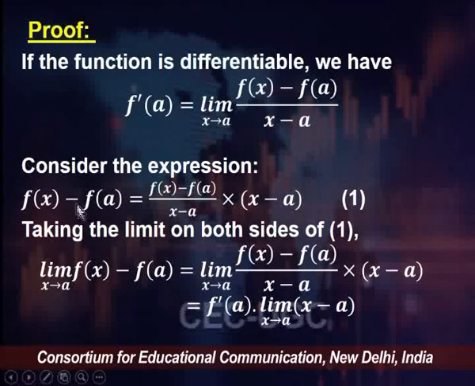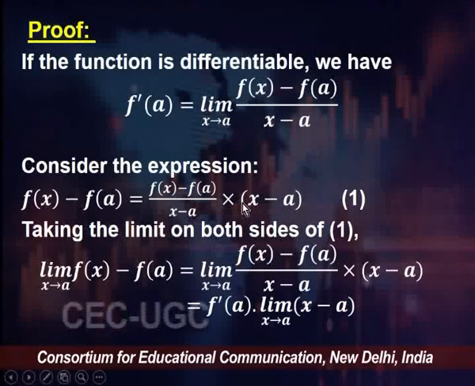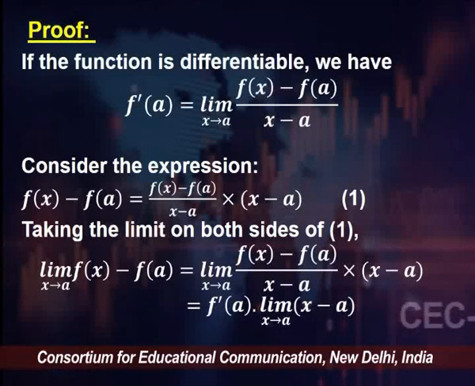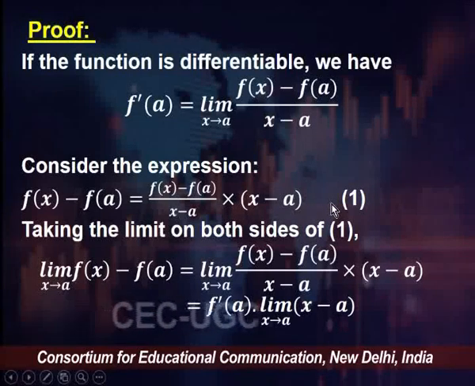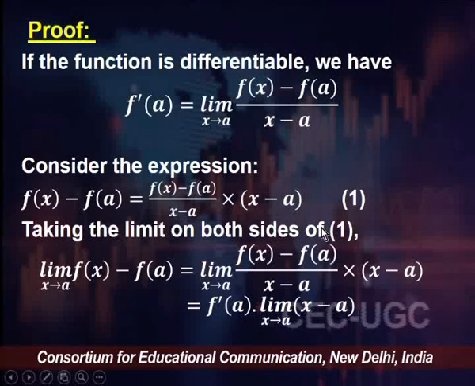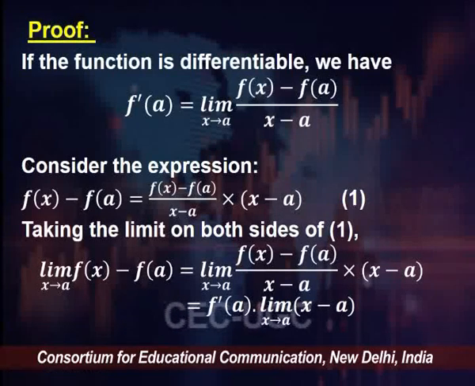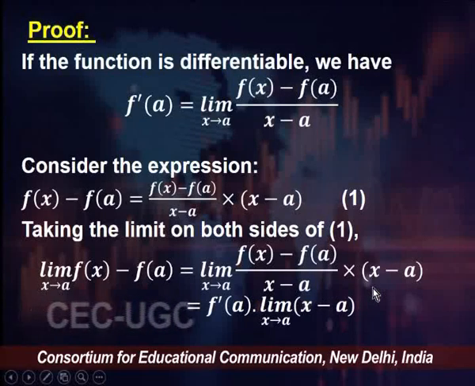Now consider the expression f of x minus f of a. Okay, this expression can be written as f of x minus f of a divided by x minus a, and at the same time I multiply with the expression x minus a. I haven't changed anything. I've basically just multiplied and divided by x minus a. I'm calling this equation 1, and if I take the limit on both sides of 1, on the left I'll have the limit of f of x minus f of a as x tends to a, and on the right I'll have the limit as x approaches a of f of x minus f of a divided by x minus a times x minus a.